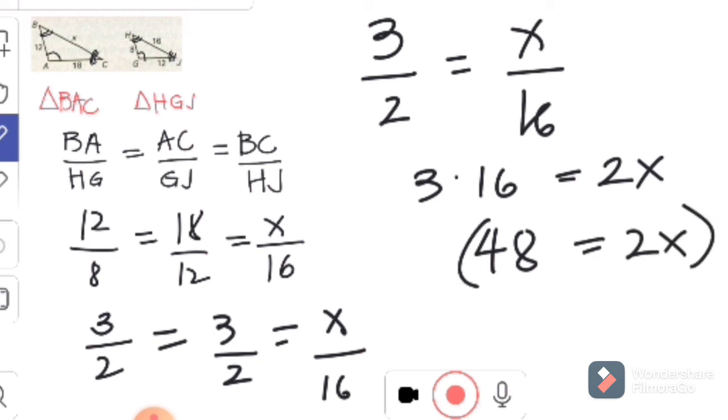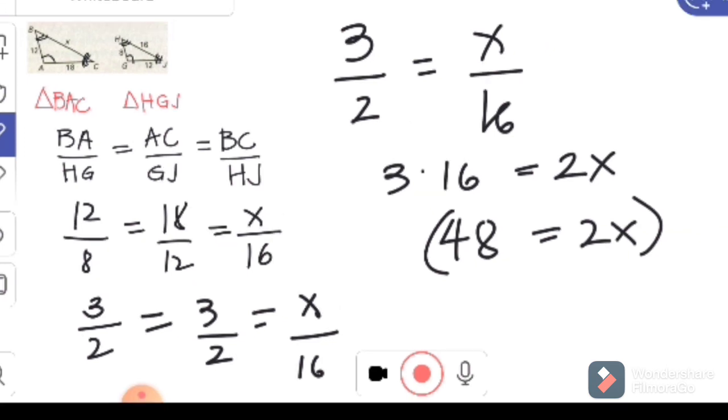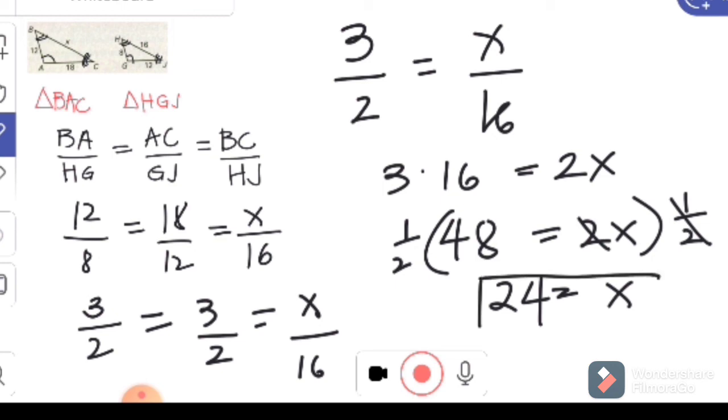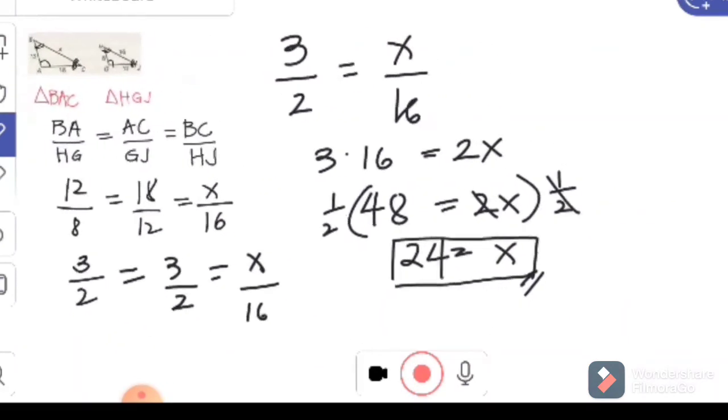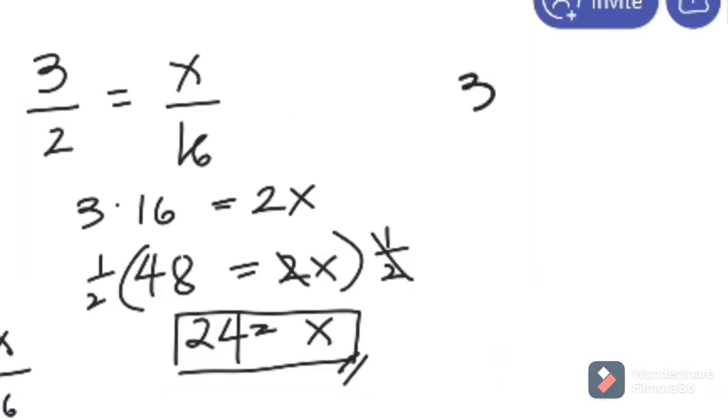Applying the multiplication property of equality, we have to multiply 1/2 on both sides. Now we have x is equal to 1/2 of 48, which is 24. So we have the value of x this time. We substitute it in our equation, and we have 3 over 2 is equal to 24 over 16.